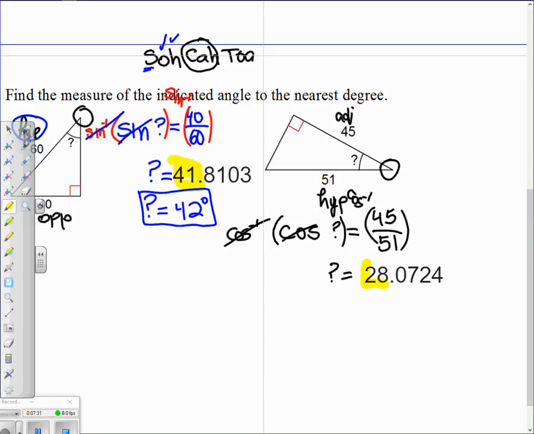I need to round this number, and whether it's 28 or 29 depends on this number. Because it's smaller than 5, it will stay the same. So the answer is, my question mark is about 28 degrees. And that is the answer. Okay, thank you.